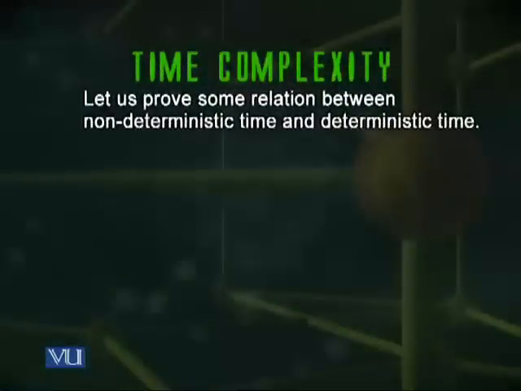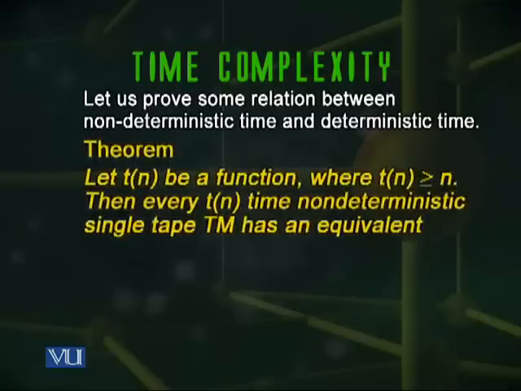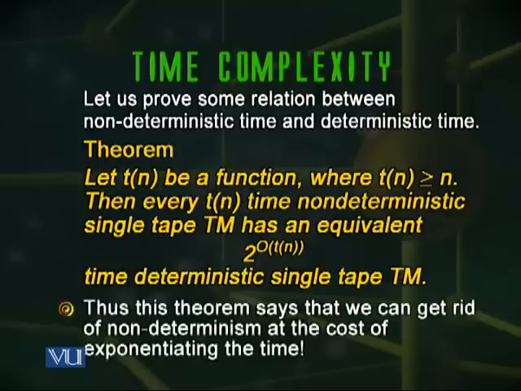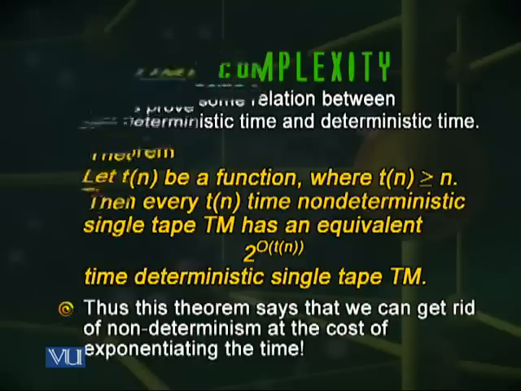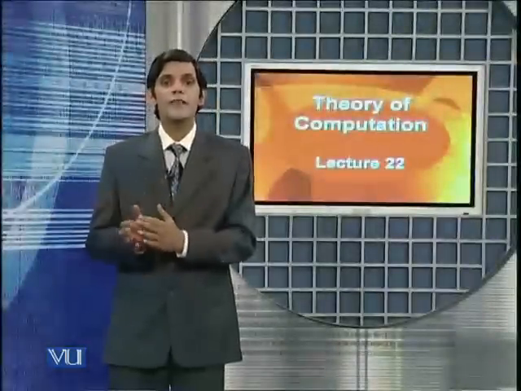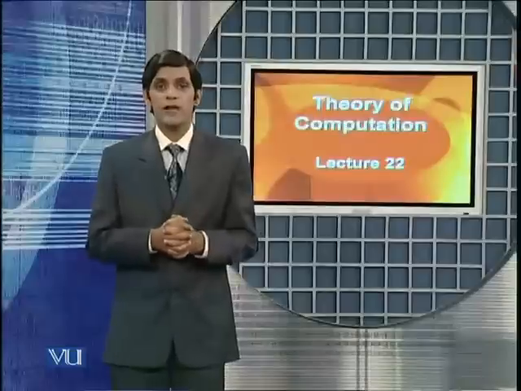So we want to prove the following relation between deterministic time and non-deterministic time. Suppose t of n is a function where t of n is greater than or equal to n, then every t of n time non-deterministic single-tape Turing machine has an equivalent 2 to the order t of n time single-tape deterministic Turing machine. Thus, this theorem says that we can get rid of non-determinism at the cost of exponentiating the time. So if we are willing to pay that penalty, we can make every non-deterministic Turing machine into a deterministic one.